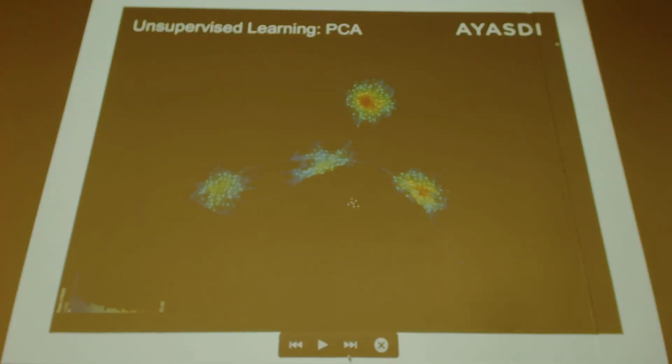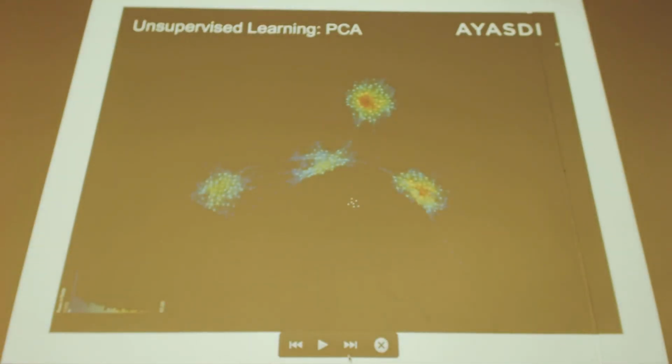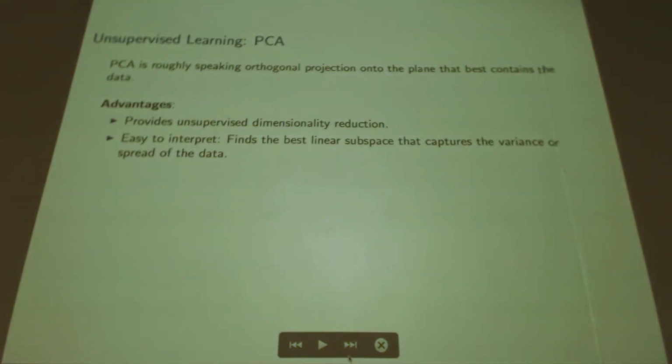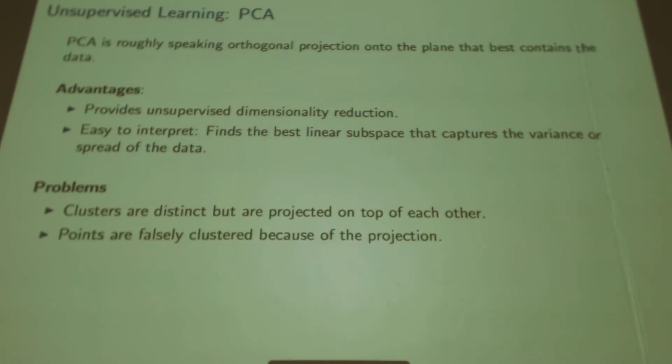So there are 2 essential problems with PCA. There's the one I described here, which is clusters get compressed on top of each other. There's another problem which is similar, I'm not going to go into details, which is that you get a phantom cluster because the fiber of the PCA map is large and the points can be spread out very far from each other in the fiber, but they all get compressed down by the projection. Okay, so PCA, we like it, it's easy to interpret, unsupervised. The problems: clusters are distinct but projected on top of each other, and points falsely clustered because of projection. We always cluster in the inverse image so we don't see this problem.